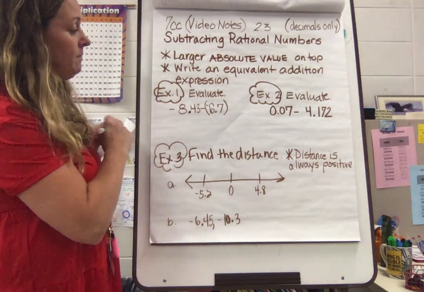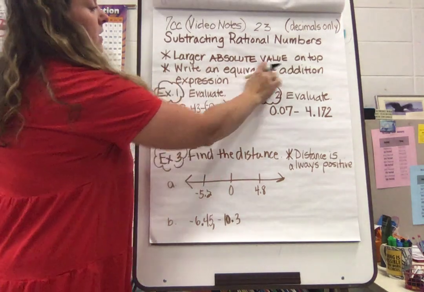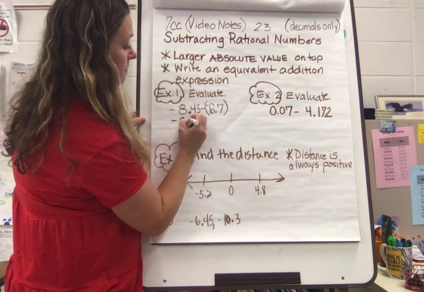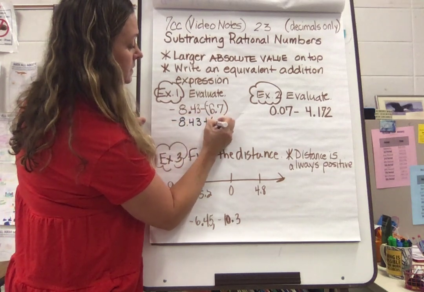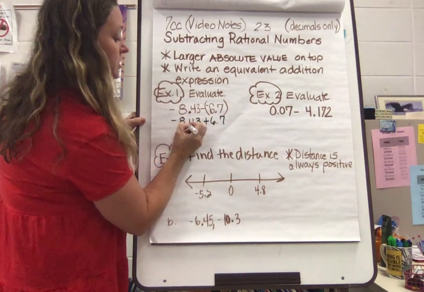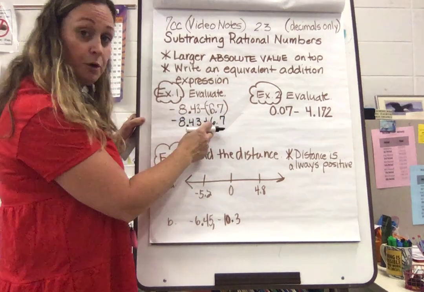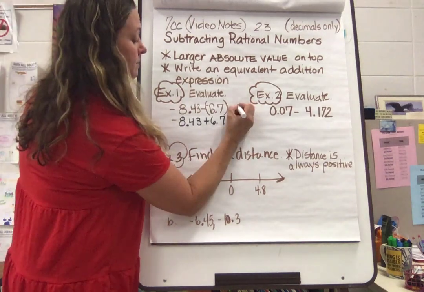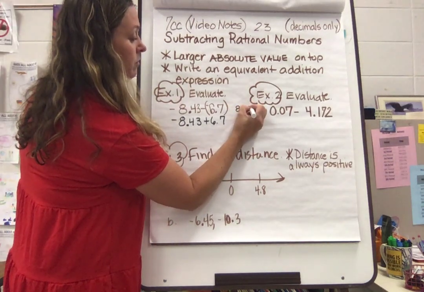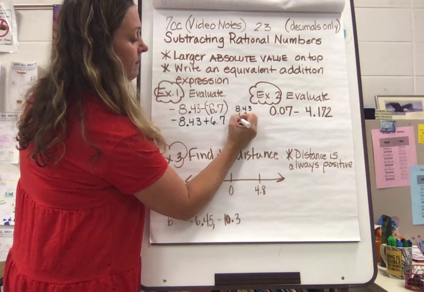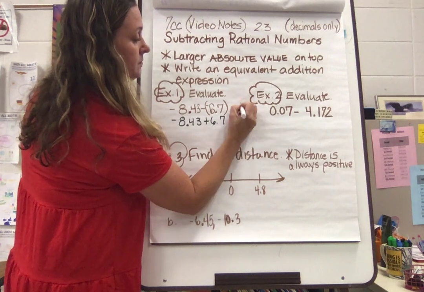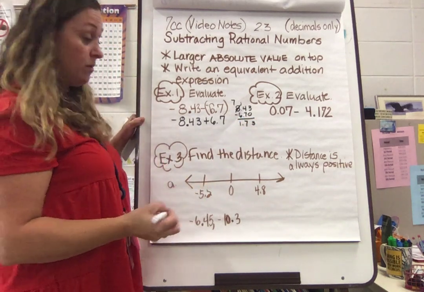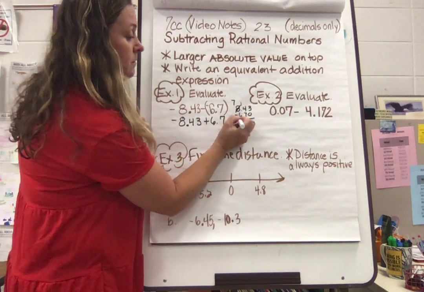In example 1, I'm going to write an equivalent addition expression. So I'm literally going to change this to negative 8.43 plus 6.7. I then follow the addition rules of saying, all right, I have 0 pairs and therefore I subtract. I'm going to put that larger number on top. 8.43 minus 6.7. I have 1.73. I have more negatives, so my answer is negative.